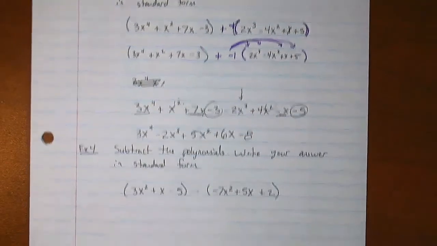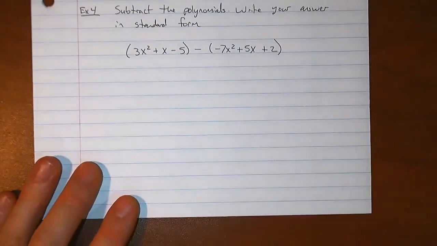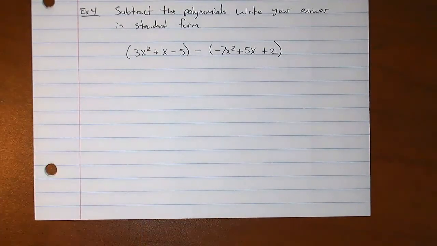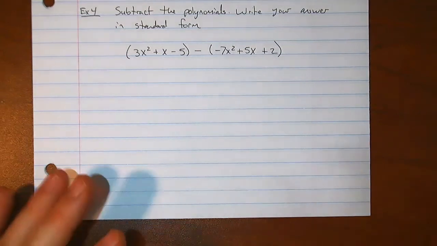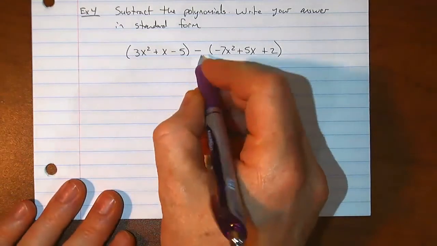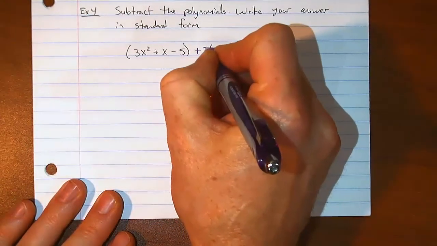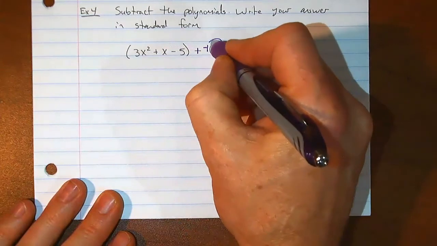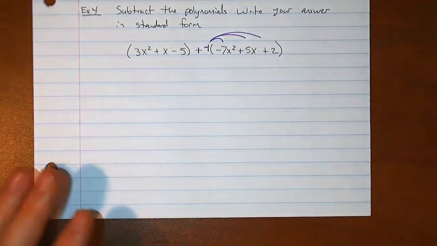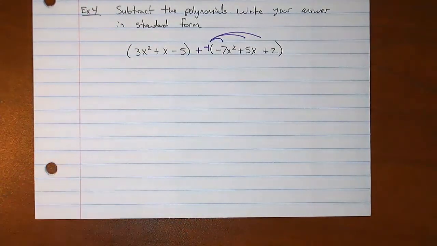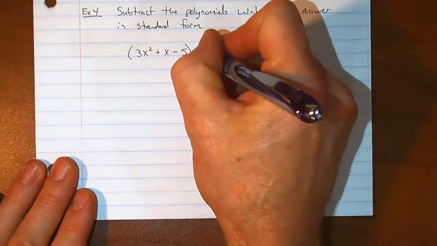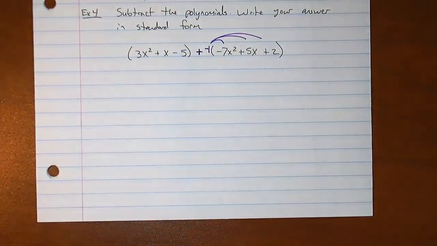Okay, so here's another example. Why don't you pause the video and give this one a try? All right, so hopefully you've already tried this, but I'm going to do this exactly the same way as I did the last problem. The first thing that I'm going to do is change the minus sign into plus -1, and then I'm going to distribute that -1. Once I distribute the -1, this becomes an addition problem, so I can ignore the parentheses at that point.